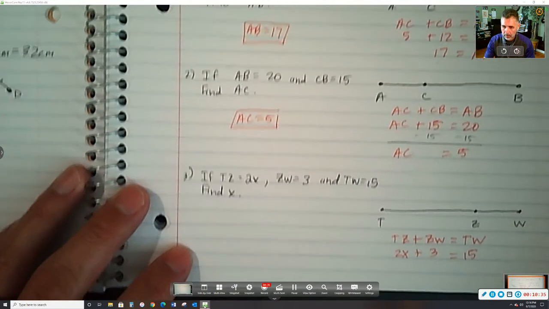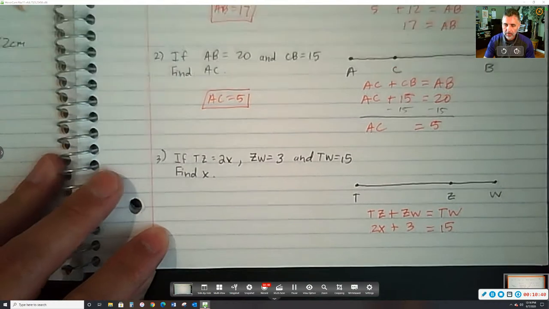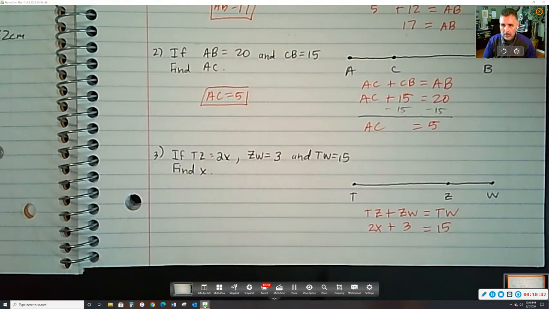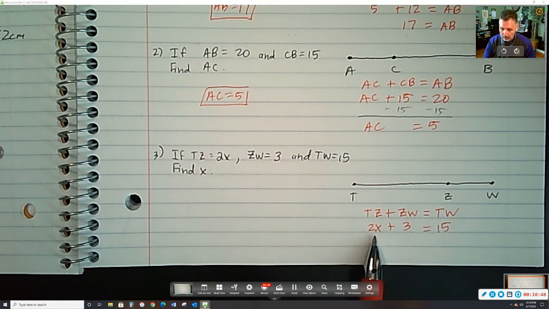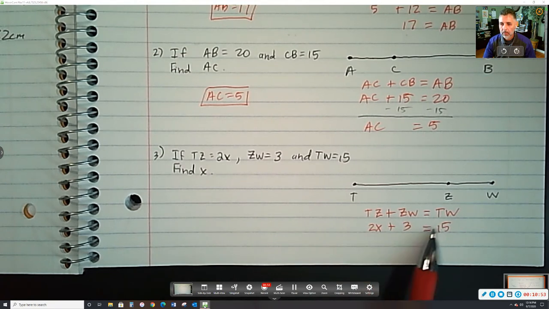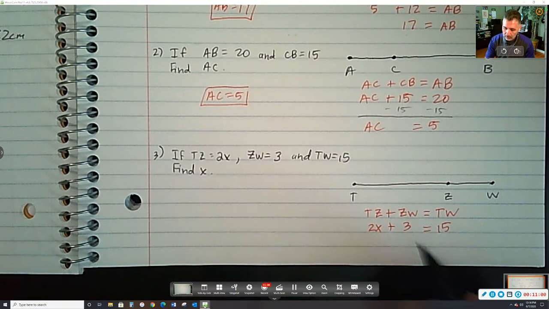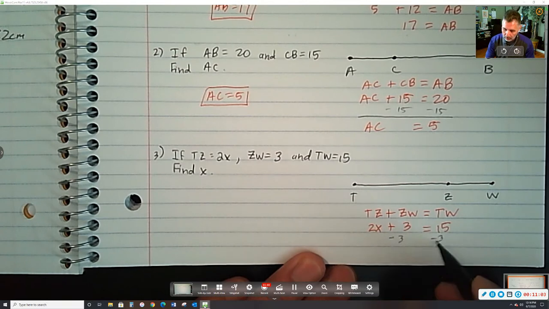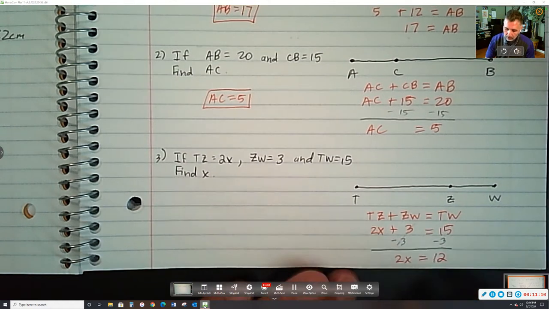Okay. So I put in my values. Now I want to solve for x. So this is just solving a two-step equation from algebra. If we want to get x by itself, the first thing I need to do is get rid of this number. Since it says plus 3, I'm going to write minus 3 to both sides. All right, that's 0. Then you have 2x equals 12.